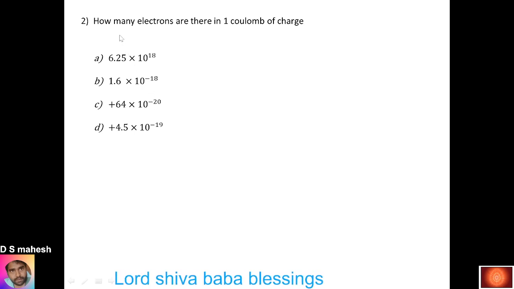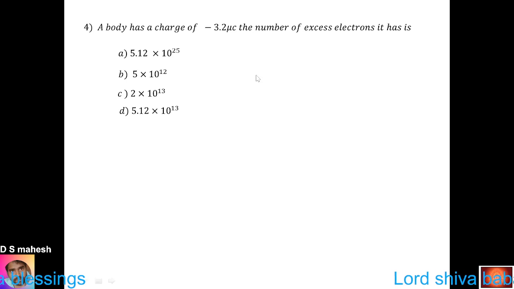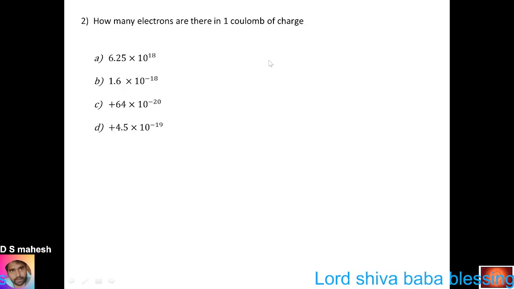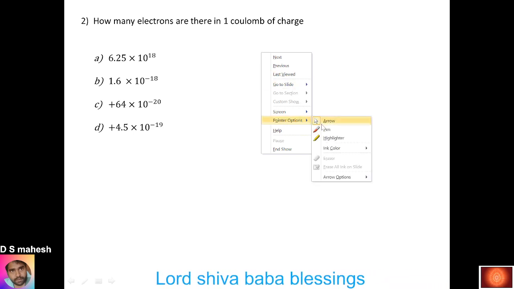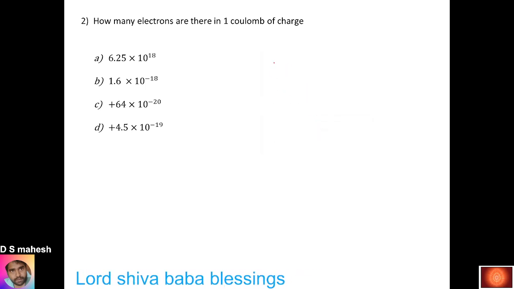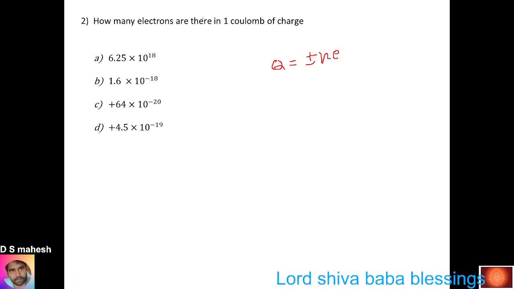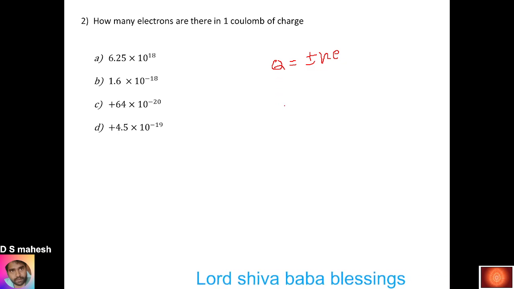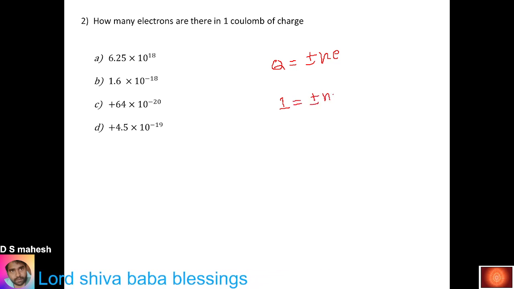So now let us consider the second question. How many electrons are there in 1 coulomb of charge? Again, you need to make use of the same formula. Q is equal to plus or minus n into e. So how many electrons are they asking you for? Number of electrons present in 1 coulomb of charge. What is the charge given? Q should be equal to 1, which should be equal to plus or minus n into e.